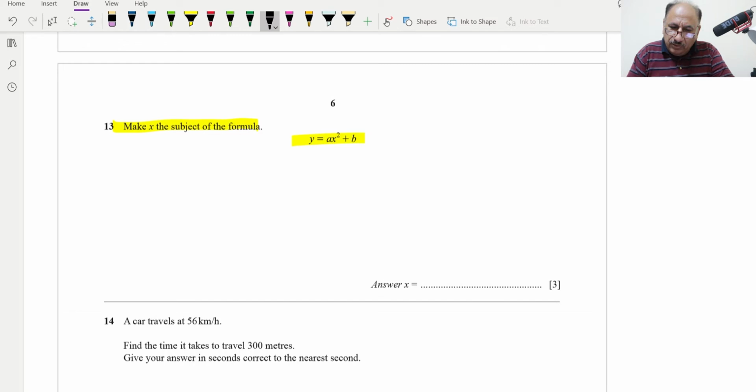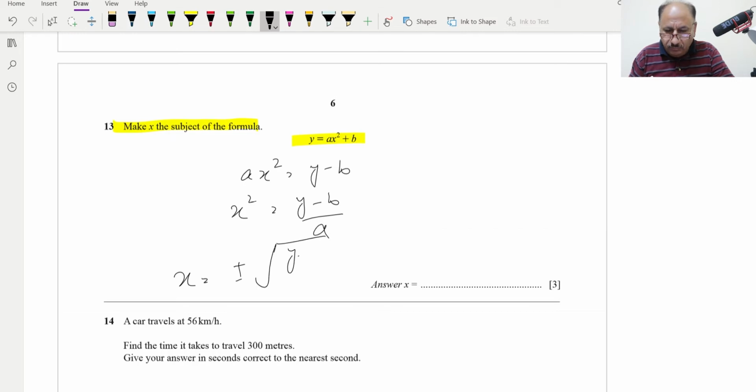So we will shift b. So ax square will be equal to y minus b. Now we can shift a. X square is equal to y minus b over a, and x will be equal to plus minus, we can write, square root of y minus b over a, and this will be our answer. X is equal to plus minus square root of y minus b over a. This will be the answer.